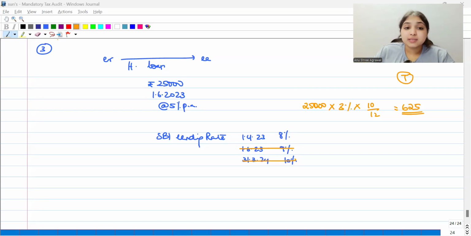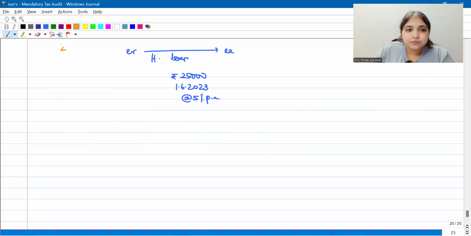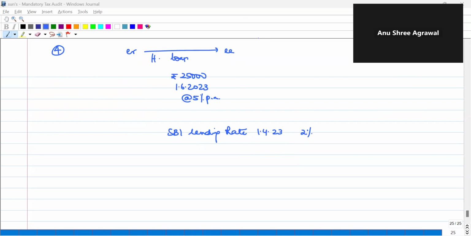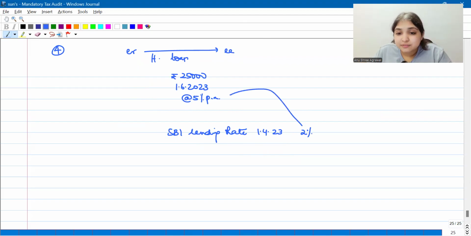All right. Now listen to my next point, my fourth situation for you. In the fourth situation, again, the employer gave a loan to the employee, a housing loan, 25,000 rupees, 1st June, 5% per annum. But let us say the SBI lending rate, which you're supposed to take on 1st April of the year only, was 2%. Now tell me, will anything at all be taxable over here? Will you tax anything at all? See, just because you see one difference, don't tax it. The SBI lending rate is 2%, the employer is charging 5%, guys.